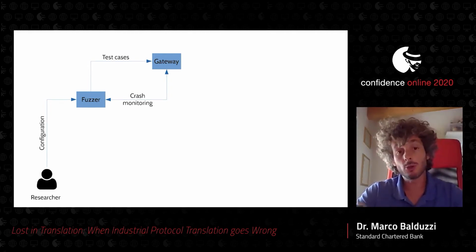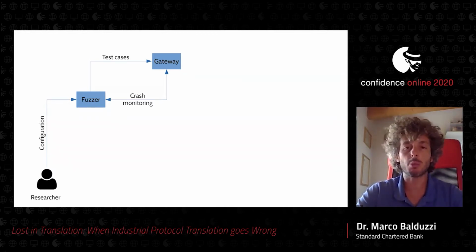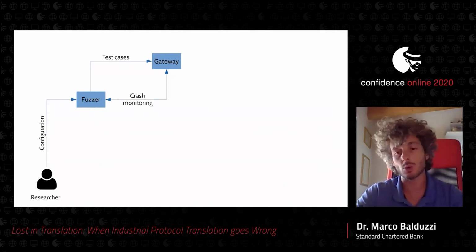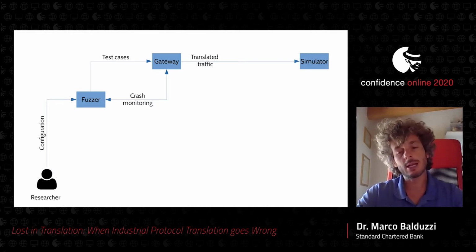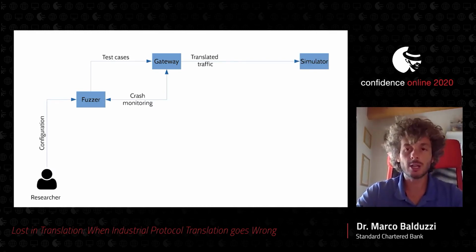So we configure the fuzzer, which generates test cases for the gateway, and also monitors the gateway in case there are problems, like the gateway might crash, or the gateway might delay the translation, and so on and so forth. The fuzzer already has some heuristics for monitoring the device under test. At that point, the gateway receives inbound traffic and translates the traffic down to a simulator.